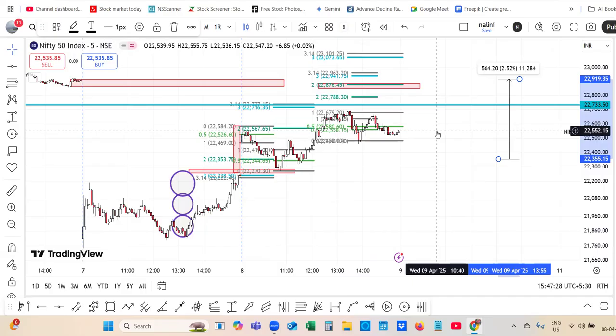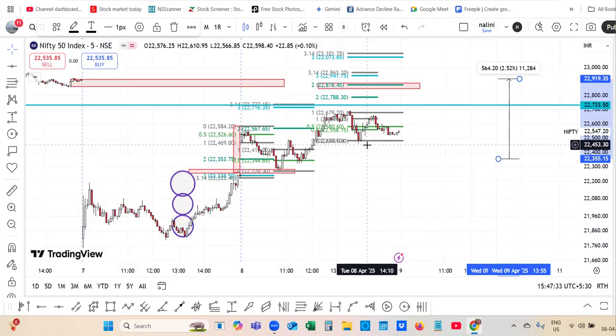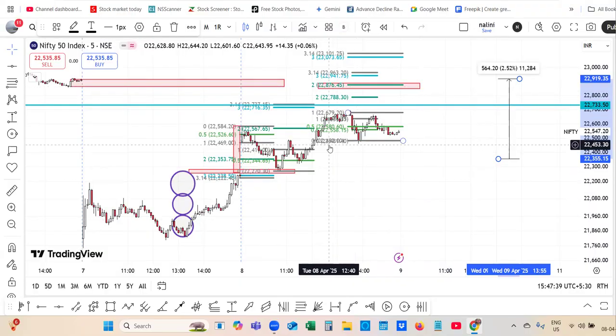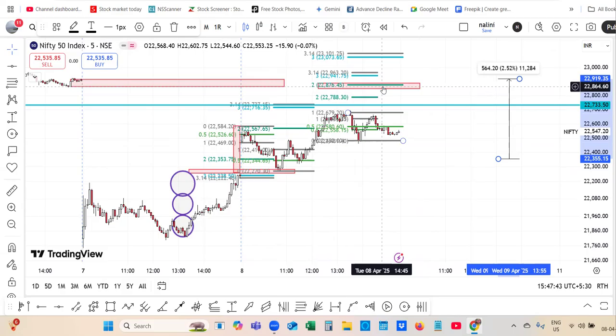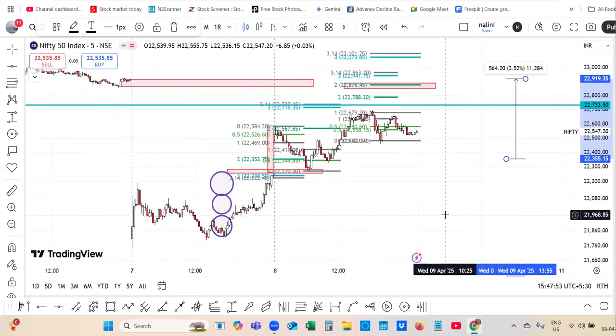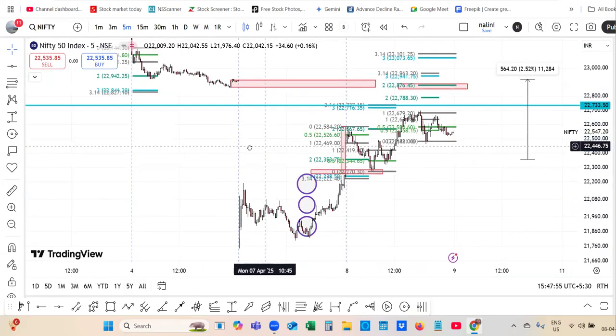Tomorrow, if it gaps up, the same type of behavior we can see. Or otherwise, if it starts within this range, it can slowly move towards that. It should not break below this. Probably it will complete this cycle. Later only, if it starts moving below the level 22,492, the market can start another leg of down move.